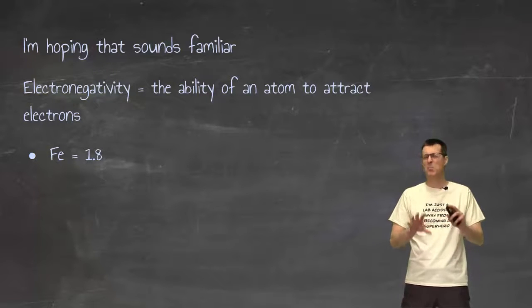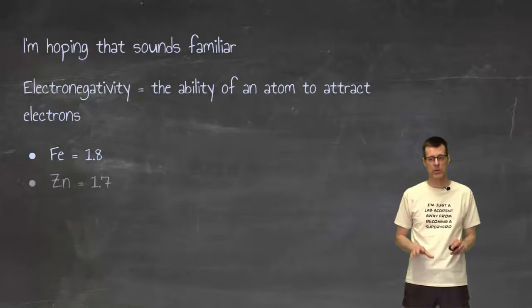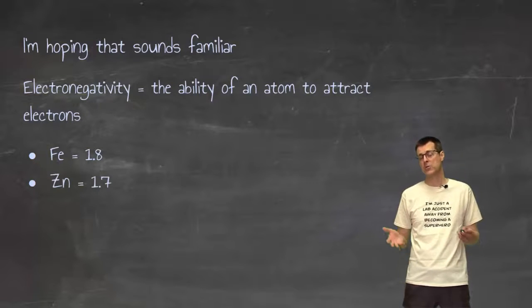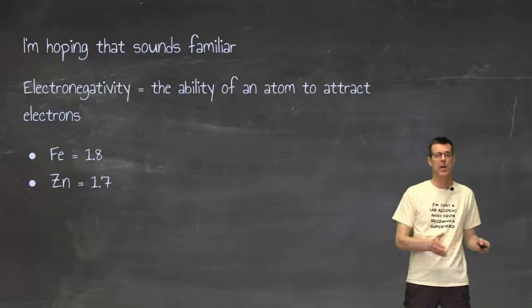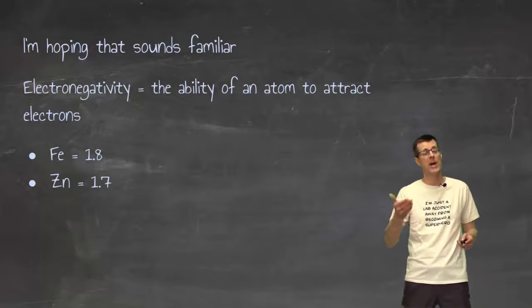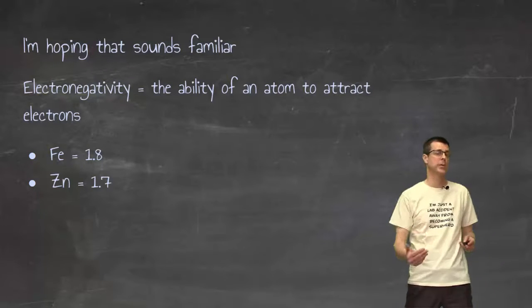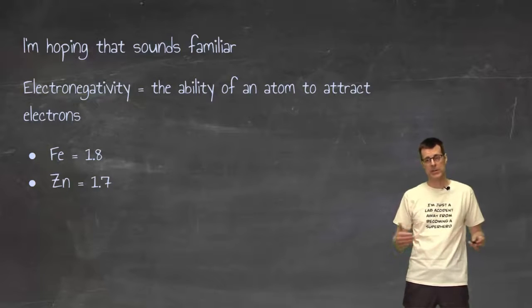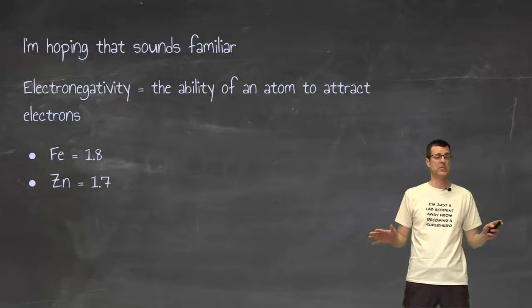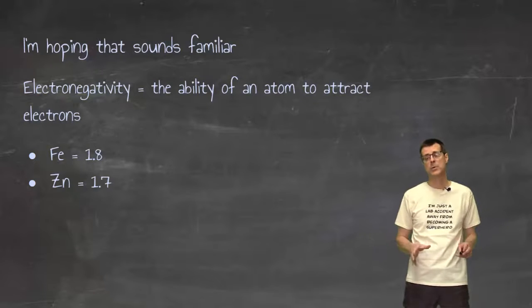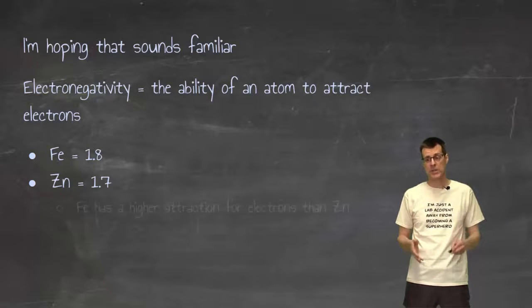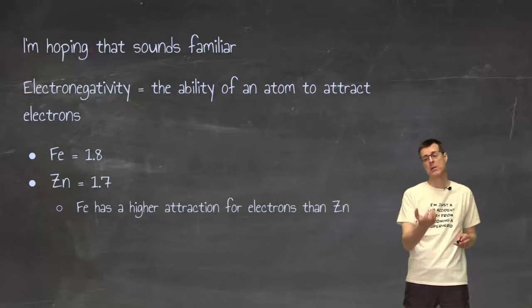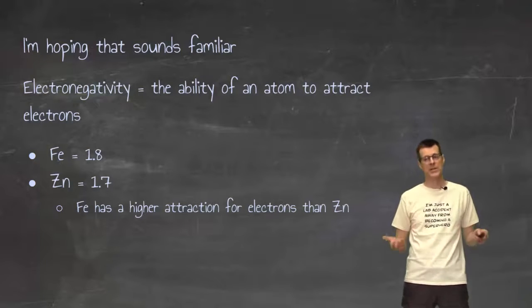Can I use it as a bit of an explanation as to what's going on and why certain reactions are spontaneous and other ones are not? Why certain metals are higher up on the activity series and other metals are lower down? So I looked up electronegativity for iron and zinc, and I found a slight difference between them. Iron is more electronegative than zinc, and what that means is iron has a higher attraction for electrons than zinc does.